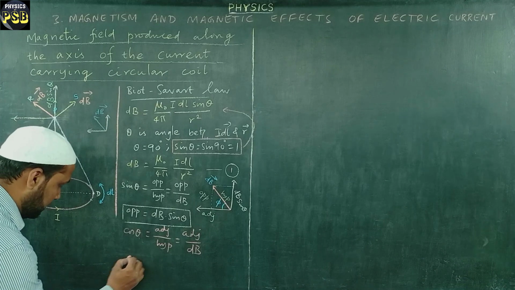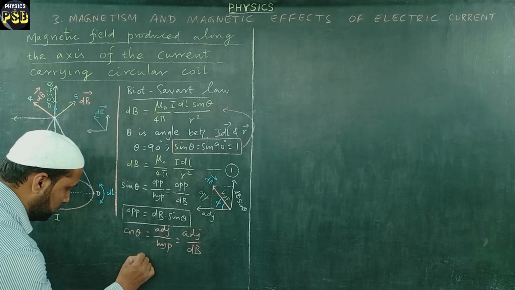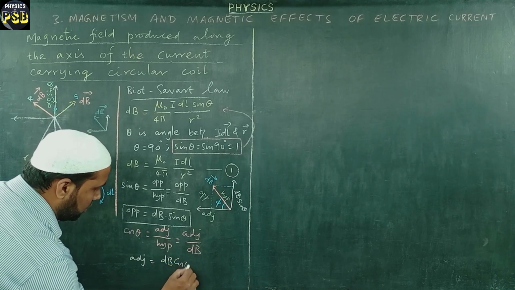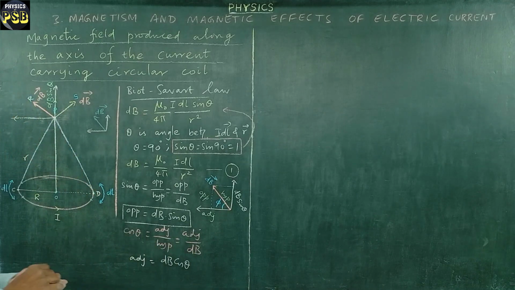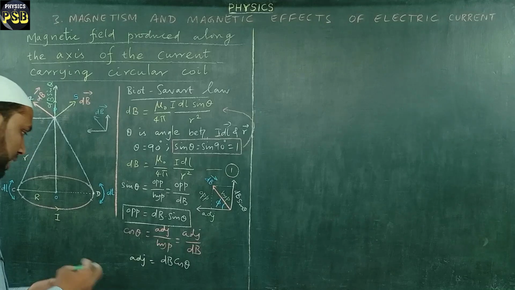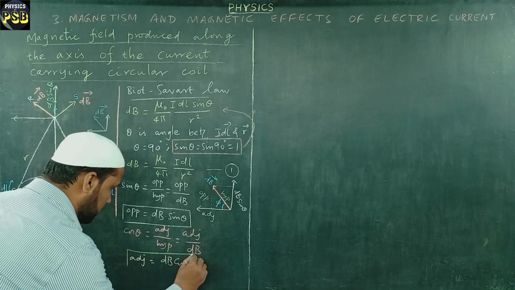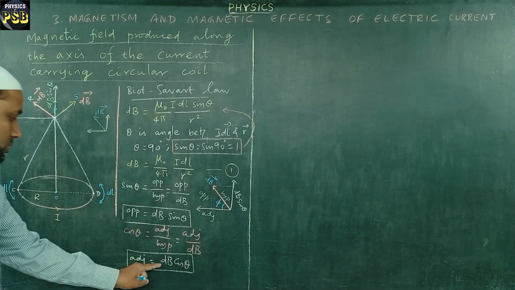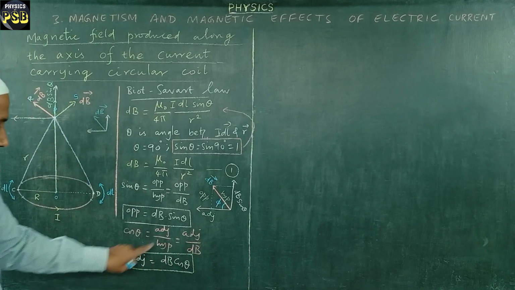Here, the adjacent side will be equal to dB cos theta. I have cross multiplied this. Then I box this equation, this value. Now, this is the value of the adjacent side.